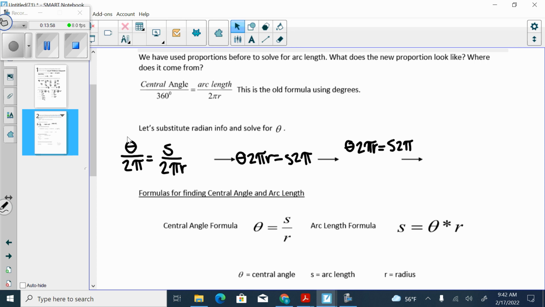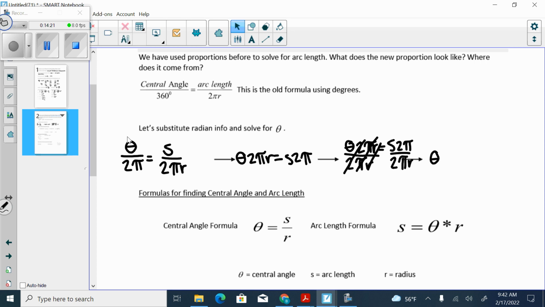Divide it. It's currently being multiplied by theta, so to get rid of it, we would just divide it. And if we do that to one side, we've got to do it over here on the other as well. Then your 2's divide out, your pi divides out, and your r divides out, and we are just left with theta over there.